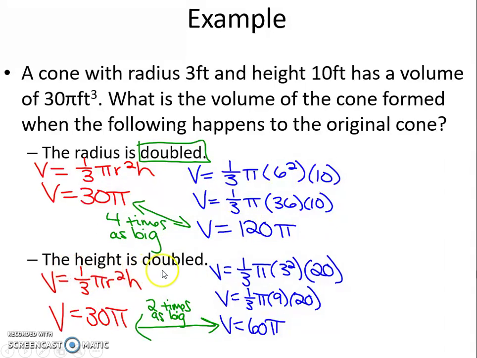If I double the height, instead of 10, I use 20, that's 9 times 20. The radius stays the same, just the height is doubled. That's 60, because 180 divided by 3 is 60. So 60 pi, which is 2 times as big.